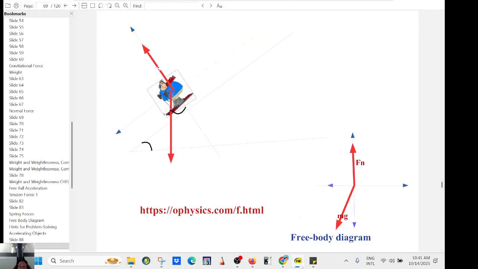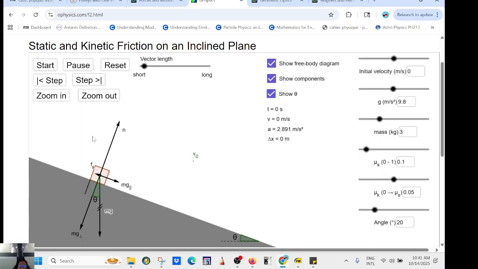And then here I have a simulation. So here you have a very small, so you have static friction and kinetic friction.